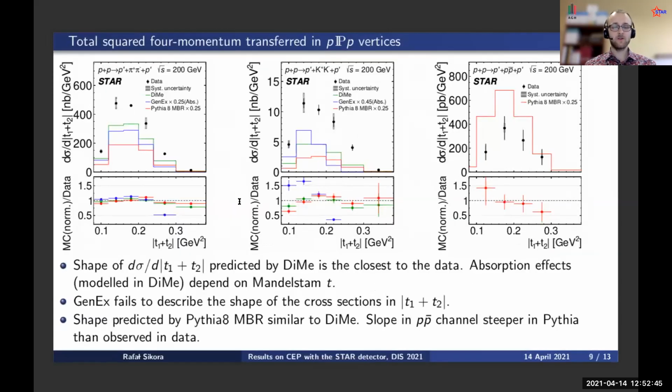Now we also show the cross section as a function of the Mandelstam t. This is the sum of Mandelstam t's of two protons for all the channels. We can generally conclude that the best description of the t spectra is provided by the DIME generator, and Pythia also works fine, except that for the p p-bar channel, Pythia has too steep a slope.